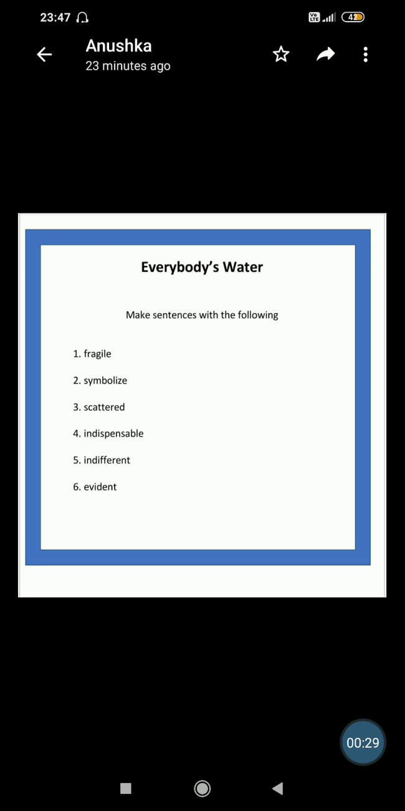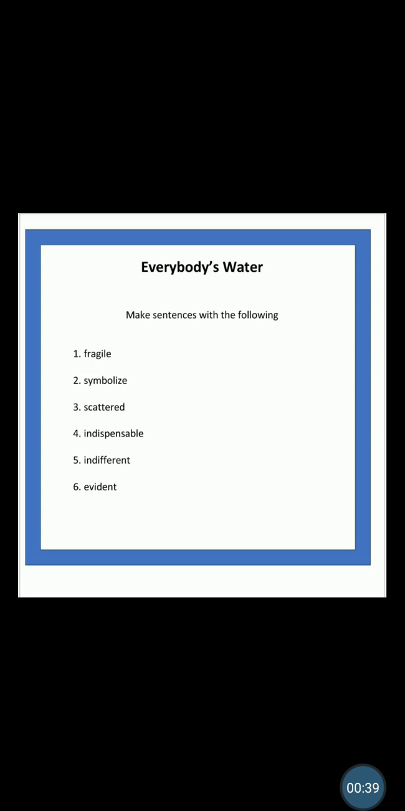Fragile means delicate, weak. It's a very delicate thing. So fragile, make a sentence with fragile. What sentence will you make with fragile? Be careful. The plates are fragile. When you write be careful, that means you have to put an apostrophe. It's an expression, be careful. The plates are fragile. Be careful.